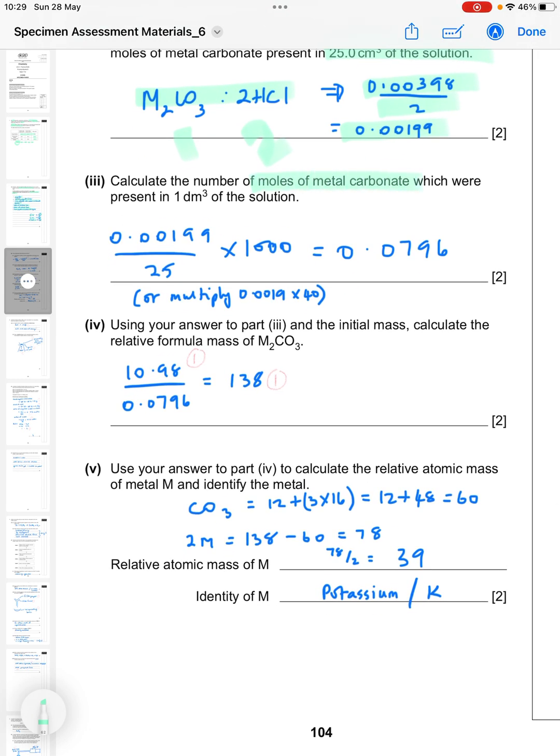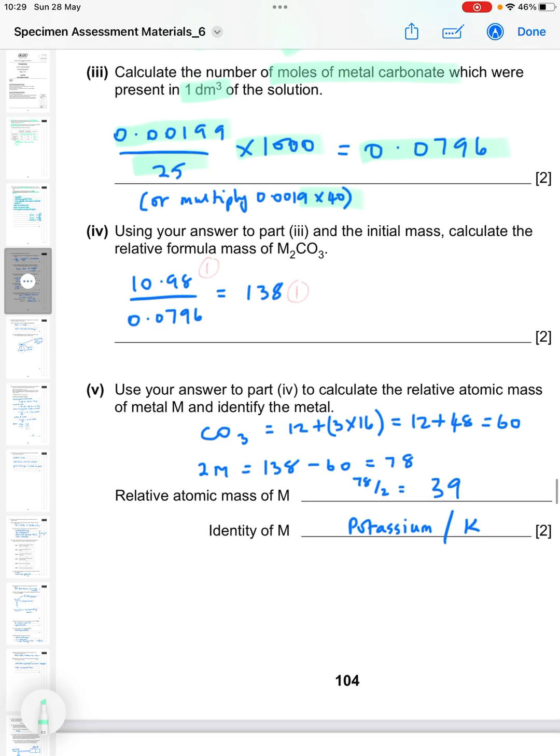Then calculate the number of moles of metal carbonate which were present in 1 dm cubed of the solution. So 0.00199 divided by 25 times 1,000, which is 0.0796. Or some of you may know that to get from 25 cubic centimetres to a litre, you just multiply by 40, and that is acceptable to do in that calculation too.